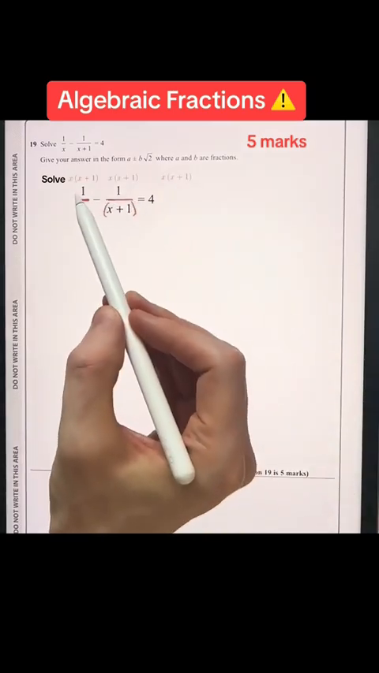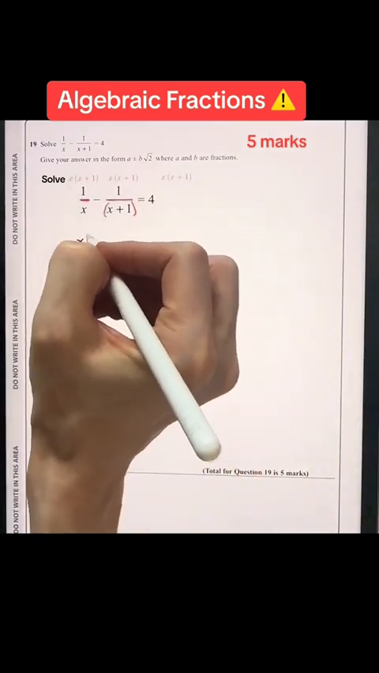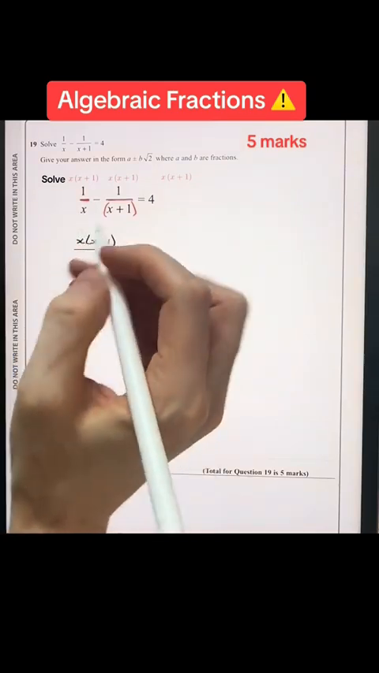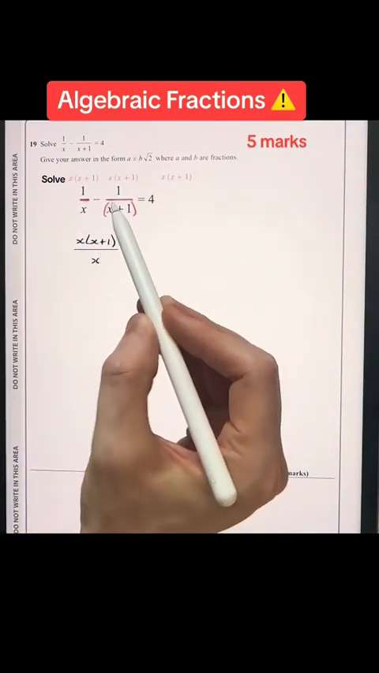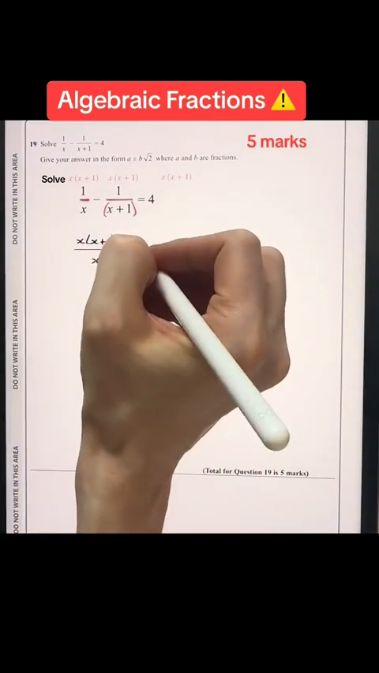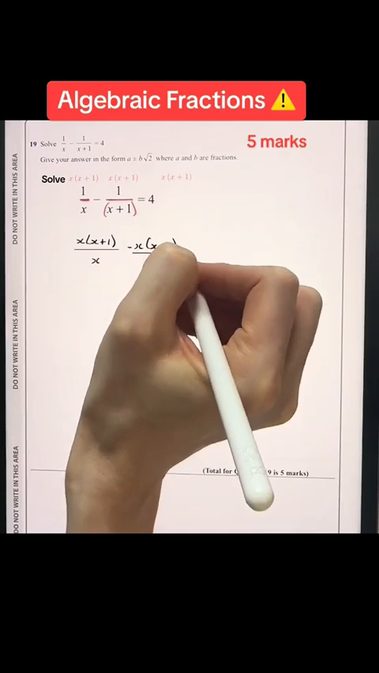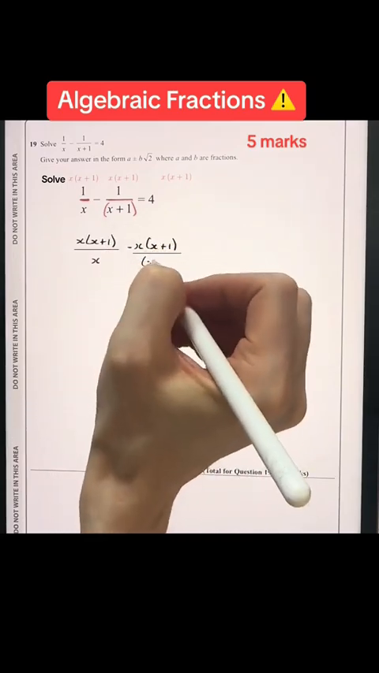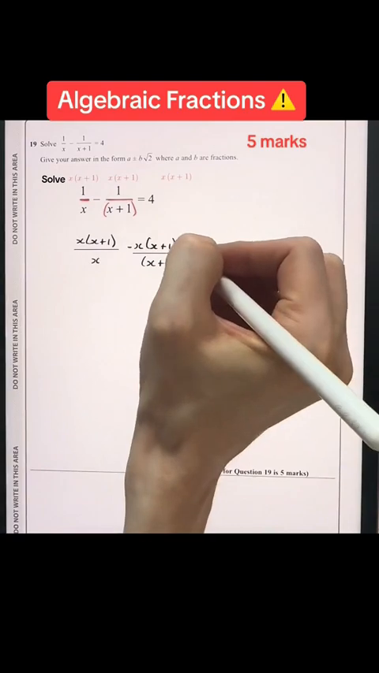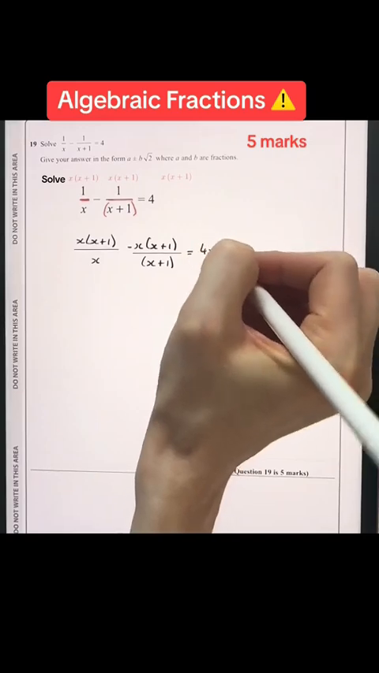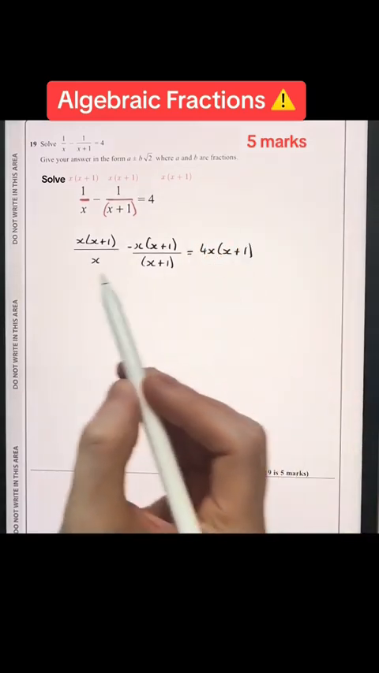Hence, look at my first fraction. On the top, I'm going to have x multiplied by x plus 1, and on the bottom, it's still divided by single x. Looking at my second fraction here, I'm going to have negative x multiplied by, in single brackets, x plus 1 on the top, and it's still divided by, on the bottom, x plus 1. And that's going to equal, on the right-hand side, 4x multiplied by, in single brackets, x plus 1.